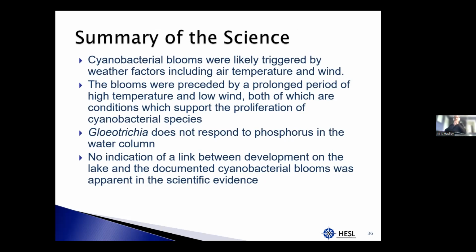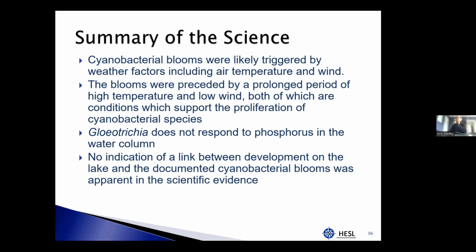So to summarize, because we've now been through all of our indicators, it's our opinion that the cyanobacterial blooms on Stewart Lake were likely triggered by weather factors that include air temperature and a period of calm wind speed leading up to the blooms. That's supported by the ecology of the algae. So Gliotrichia does not respond to phosphorus in the water column. This has been well documented in peer-reviewed publications in the northeastern United States particularly. But research on oligotrophic algal blooms is still very much ongoing.